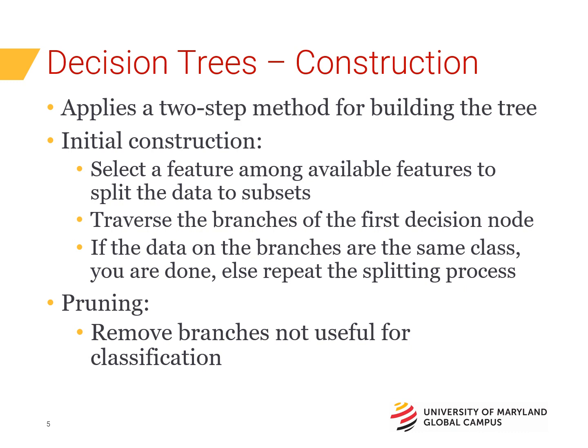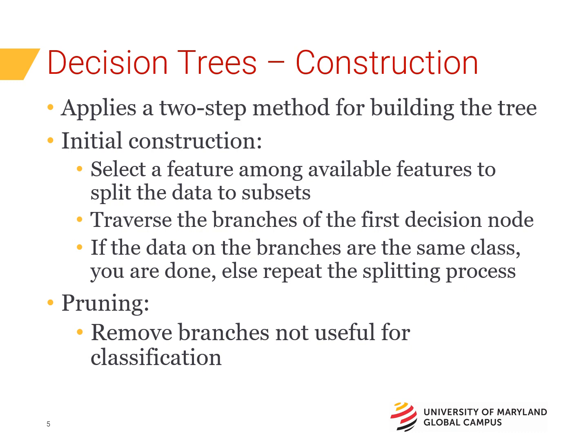Once the first split is made, we traverse down the branches of the decision node. Each branch represents a different outcome or condition based on the selected feature. We then assess the data points that fall into each branch. If all the data points belong to the same class, we have reached a leaf node, and the branch is considered pure. In this case, we can stop splitting and assign the majority class as the prediction for that leaf.